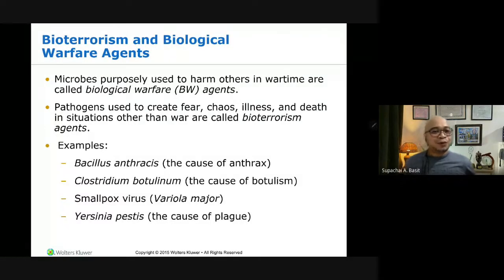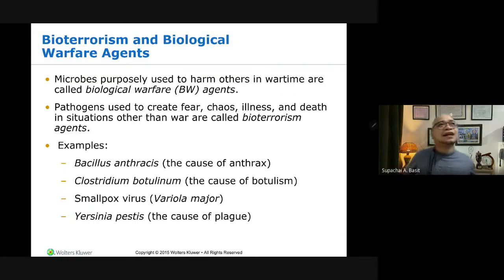Microbes purposely used to harm others in wartime are called biological warfare agents. This is another sad scenario. Instead of using bombs or chemicals, some countries are using pathogens to create fear, chaos, illness, and death in situations other than war. We call it bioterrorism.